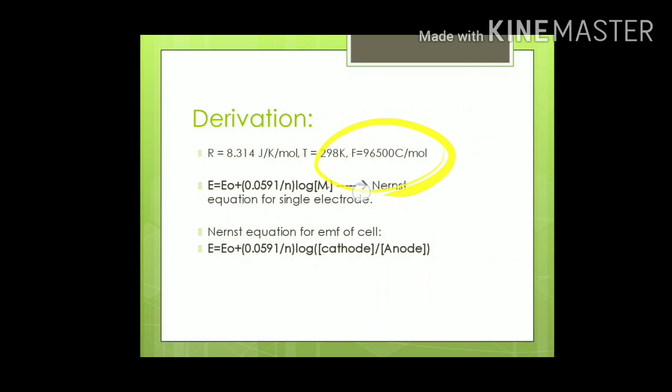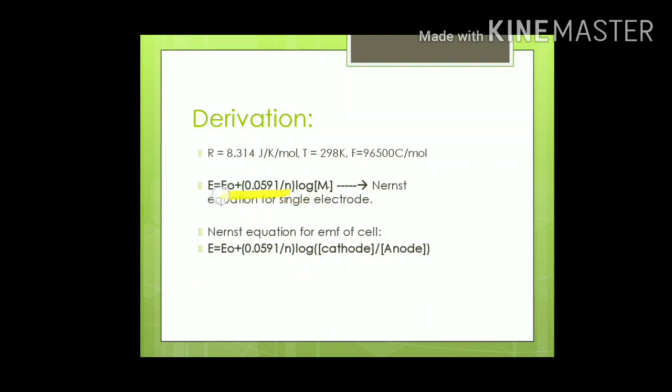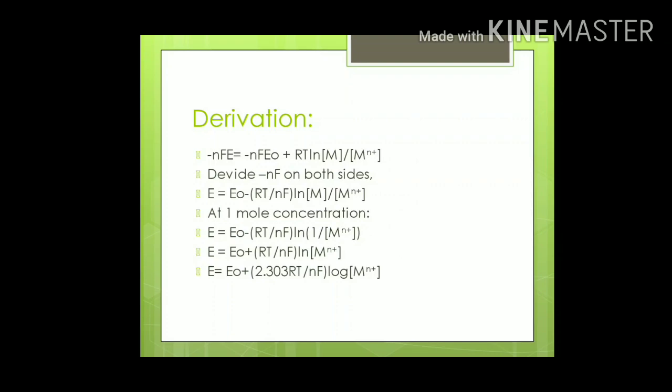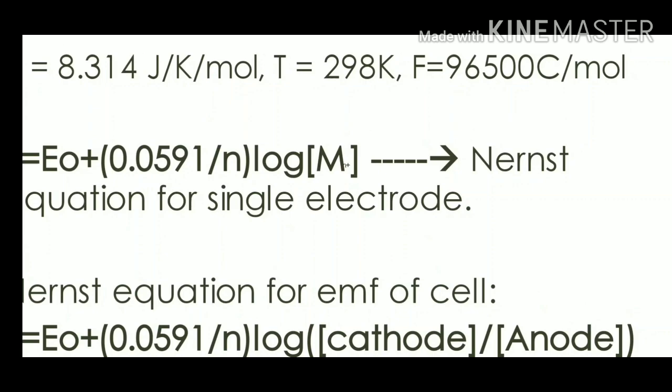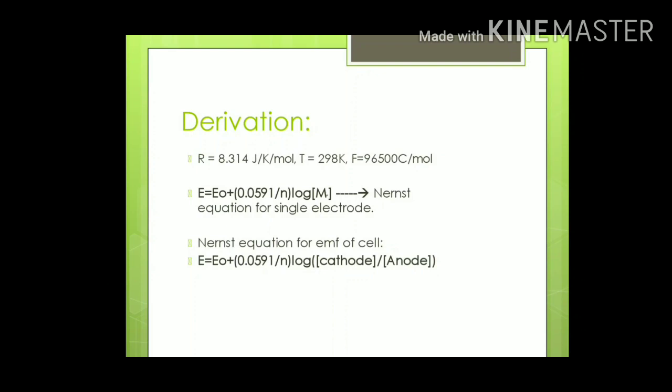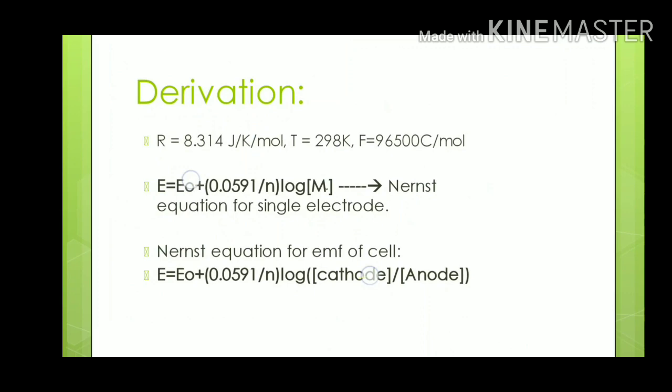Then if you put all these values in this equation, R 8.314, temperature 298, Faraday 96,500, it becomes E is equal to E naught plus 0.0591 divided by n into log of [Mn+]. This is the Nernst equation for a single electrode. This Mn+ is very small, that's why you are unable to see it, but it's Mn+. It is the metal ion concentration, it depends on the metal ion concentration, not the metal. The metal is one molar, that's why it's not included. Just remember this. This is our Nernst equation.